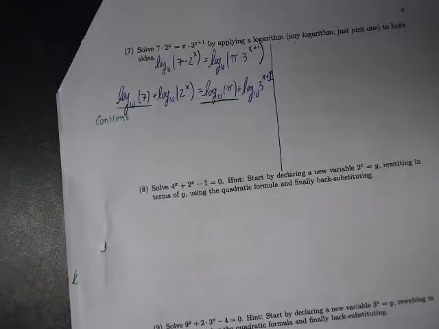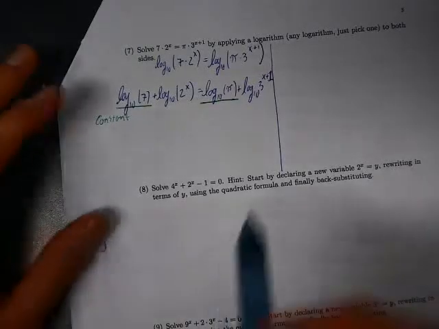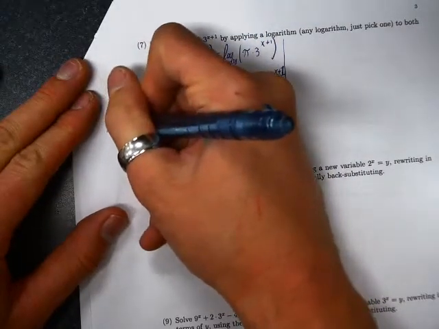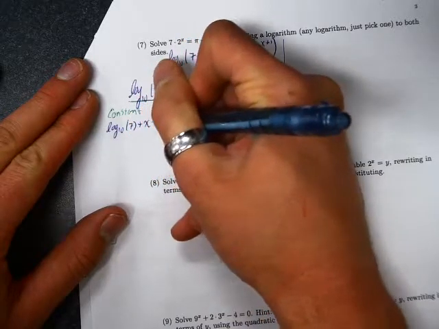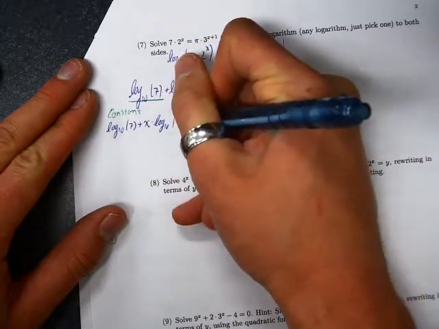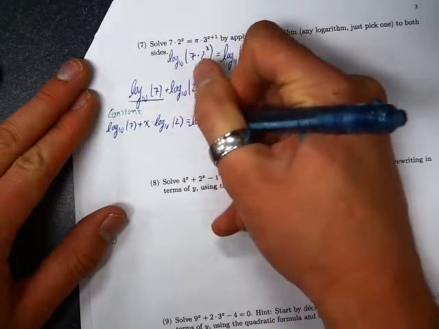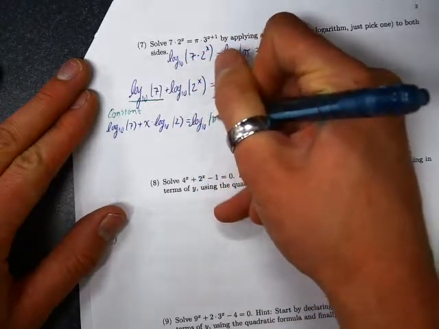What does the log base 10 of 2 simplify to? What do logs turn exponentials into? Multiplication. So we can pull that x out of the exponent and just put it in front of the log as a multiplication. So what will we get? We'll get log base 10 of 7 plus x times the log base 10 of 2 is equal to the log base 10 of pi.